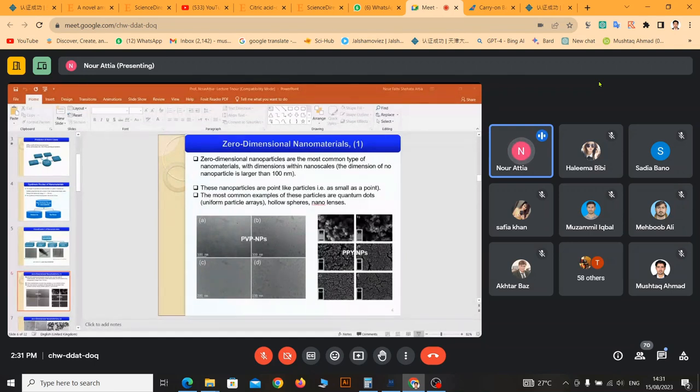So you have to be careful in that for classification of this issue, and you have to optimize your way to get most of the particles in a similar size. This is very important for the application.